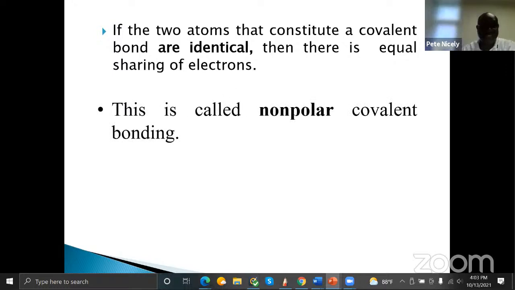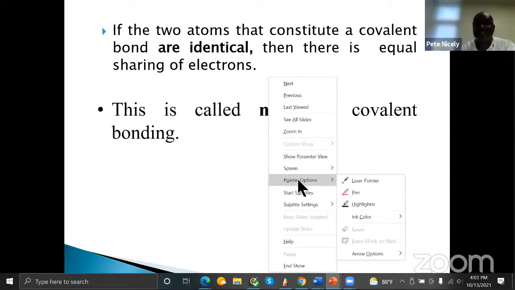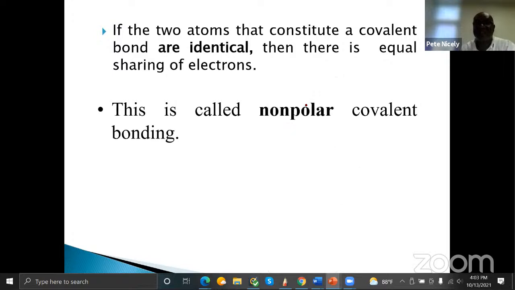For example, let me get my pen. So for example, the hydrogen molecule, where you have, okay, oh shoot, my thing is not plugged in. Sorry about that, folks. Let me take care of this now.